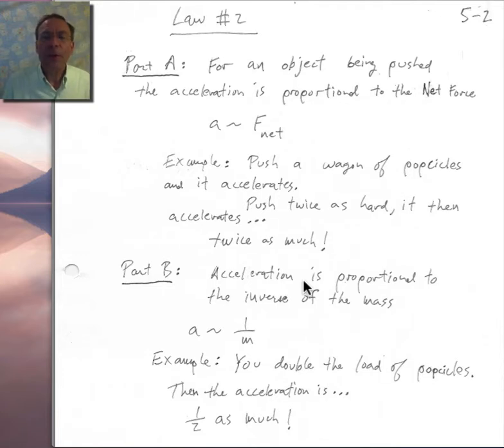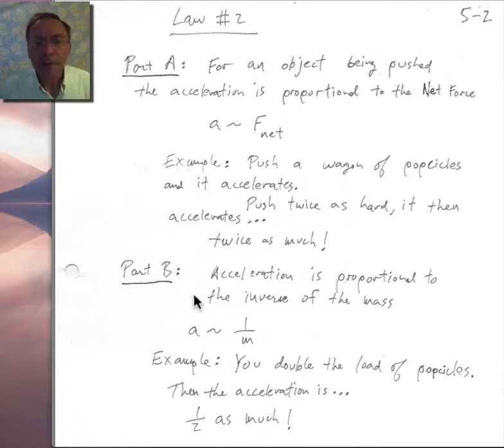The first part of Newton's second law is that if you've got an object being pushed, it's going to accelerate, and the acceleration is proportional to the net force. My example here is a wagon full of popsicles and it accelerates because I'm pushing it. If I push twice as hard, it will accelerate twice as much. So proportional means just that. If I pushed 3 times as hard, it would accelerate 3 times as much, and so on.